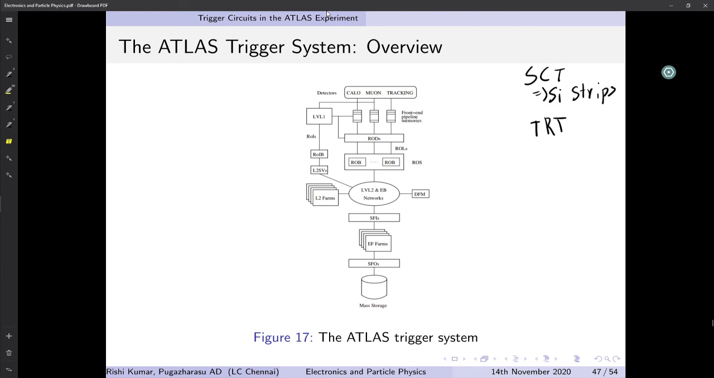And outside this electromagnetic, quote-unquote, calorimeter is a hadronic one, and that one is using scintillating tiles in its barrel. It has liquid argon in its end caps, and then you have a muon spectrometer.